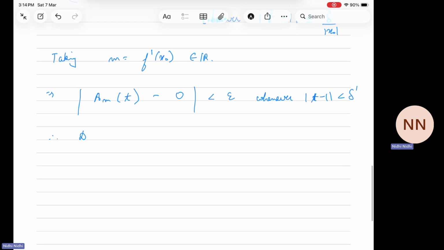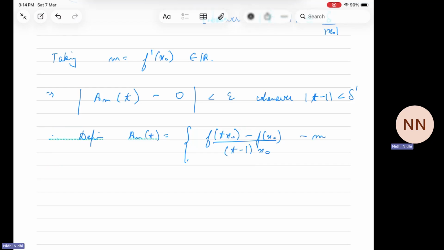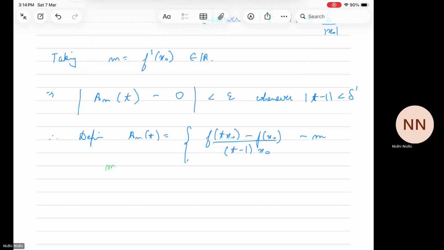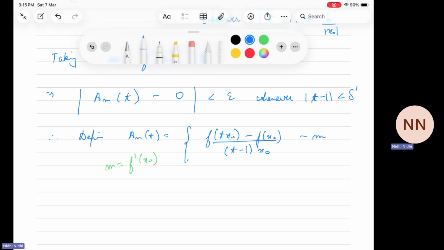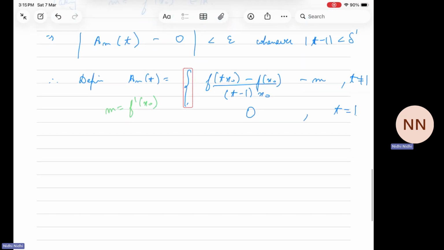Therefore, defining A_m(t) to be equal to (f(t x naught) minus f(x naught)) upon ((t minus 1) x naught) minus m. Here this m is actually equal to f dash x naught, and this is for whenever t is not equal to 1, and 0 whenever t equals to 1.